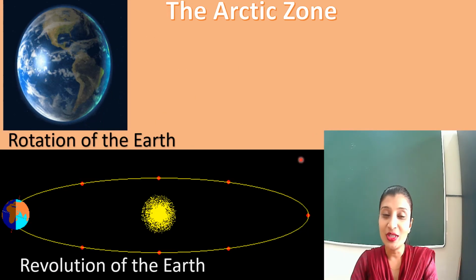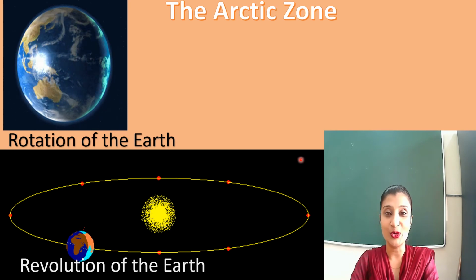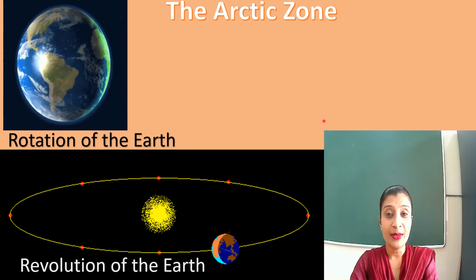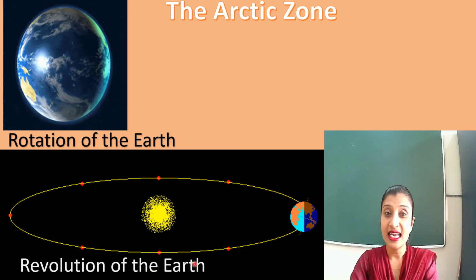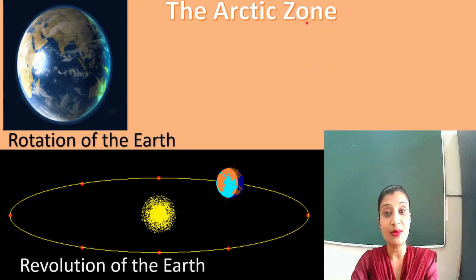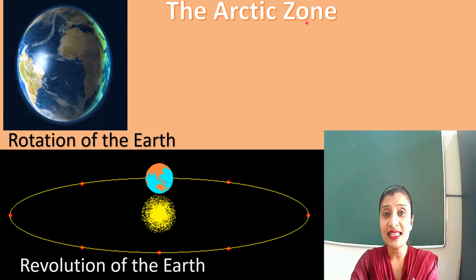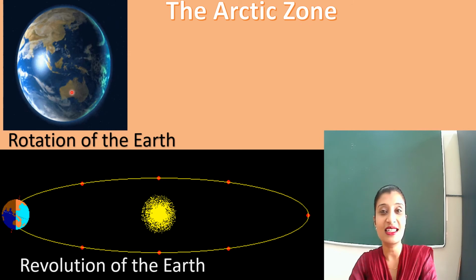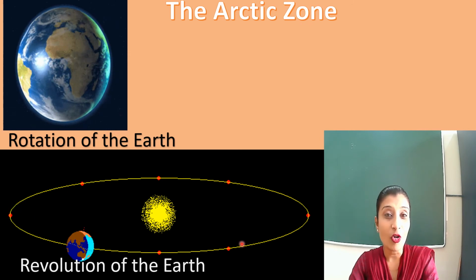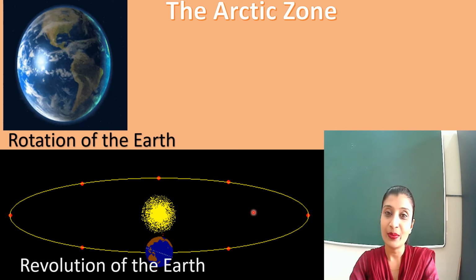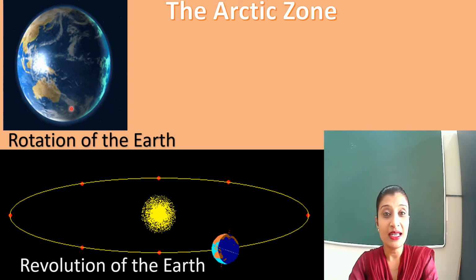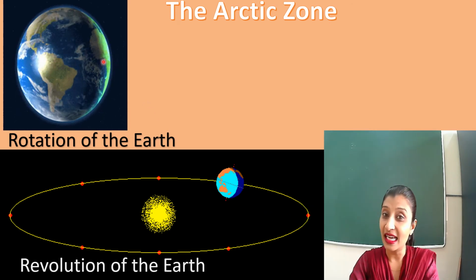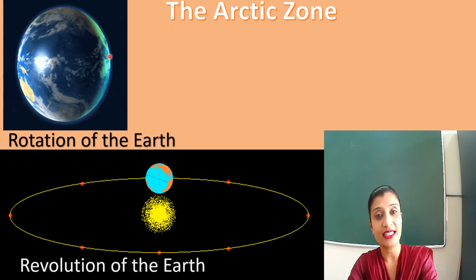Now we will move on to the other part of our lesson, that is the Arctic zone. Do you remember, children, in chapter 9, Seasons, we read that this region experiences 6 months day and 6 months night. And why does this happen? Yes, because of the tilt of the Earth's axis and the revolving of the Earth around the Sun. Now the polar regions means the places which are on the poles have 24 hours day and 24 hours night.